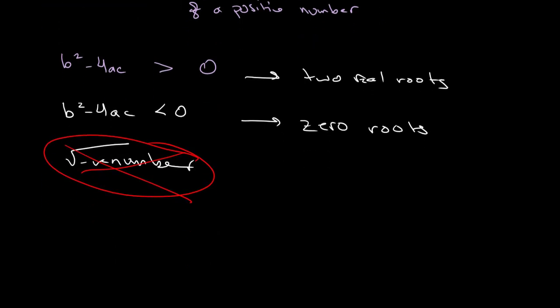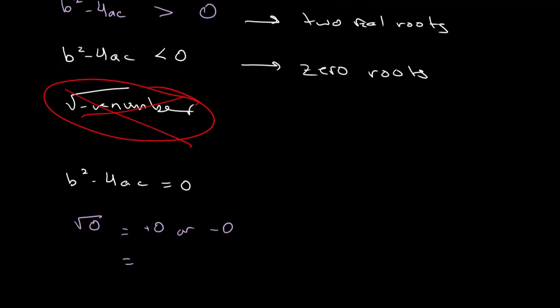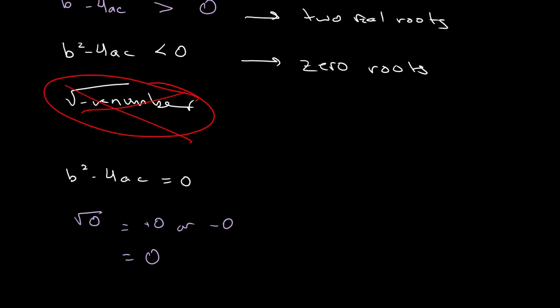Now, when b squared minus 4ac is equal to 0, then what we're doing essentially is taking the square root of 0, which is equal to positive 0 or negative 0, which is the same thing as just saying it is equal to 0. And therefore, when b squared minus 4ac is equal to 0, it gives us only one answer. Therefore, in this case, there is only one real root.